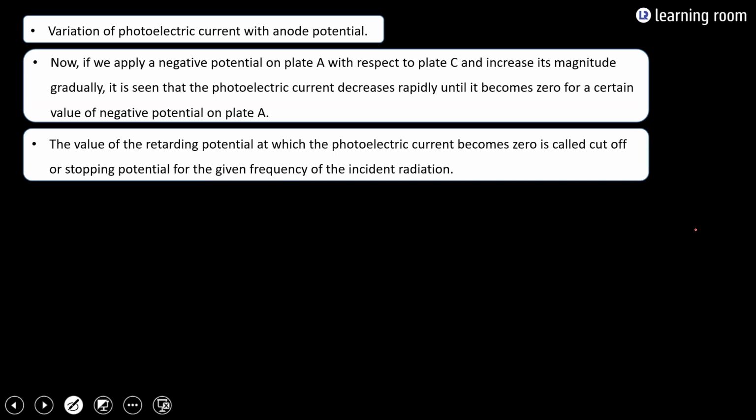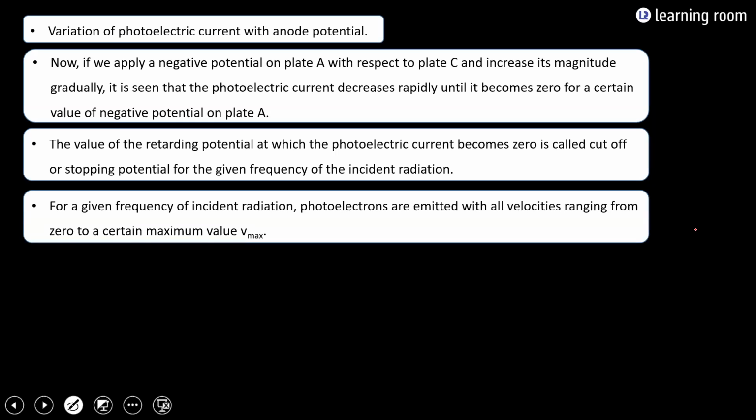So the value of the retarding potential, I repeat, the value of the retarding potential at which the photoelectric current becomes zero is called the cutoff or stopping potential. Right? And that stopping potential will occur for the given frequency and intensity of the incident radiation. Is it clear?